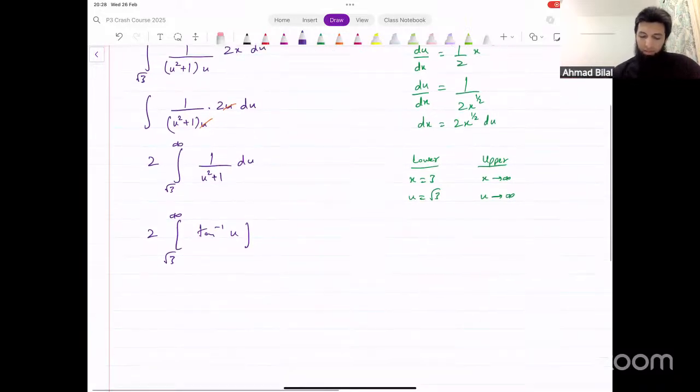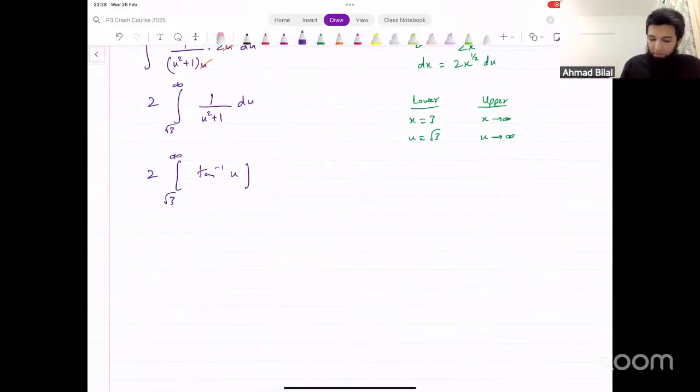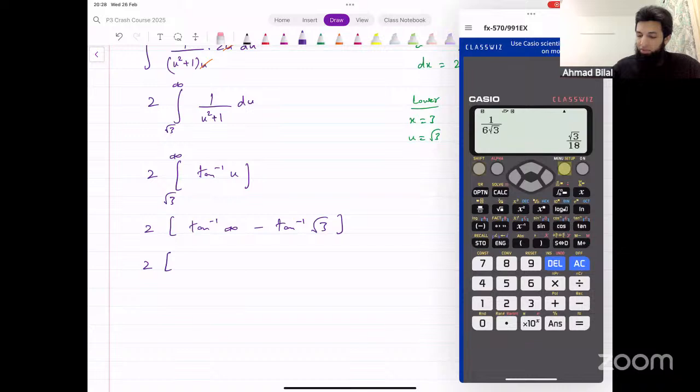Now, what do we get from this? We have 2 outside. Inside, we have tan inverse of u. Now we input the limits, tan inverse of infinity minus tan inverse of square root of 3. How do we evaluate this now? Tan inverse of square root of 3, that we can do. Make sure your calculator is in radian mode. Tan inverse of square root of 3, I think that's pi over 3, right? Pi over 3.